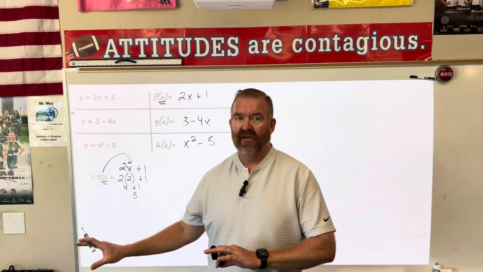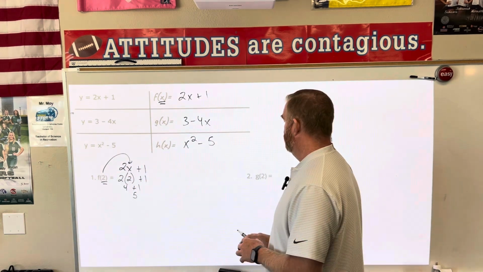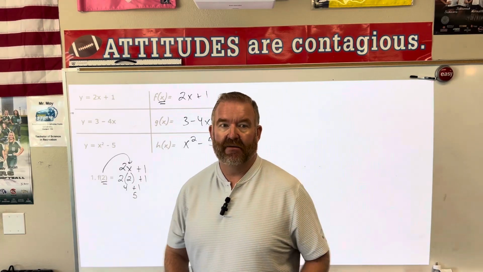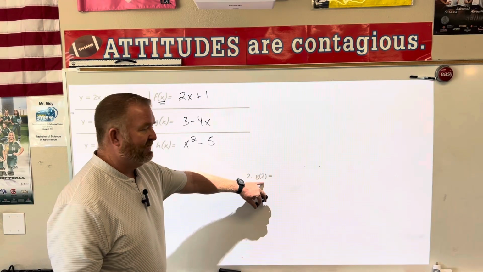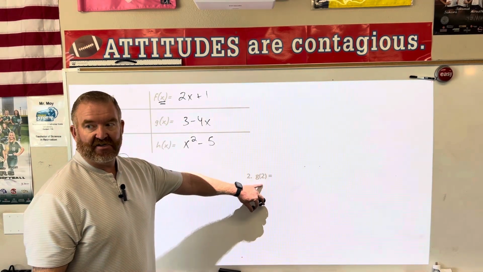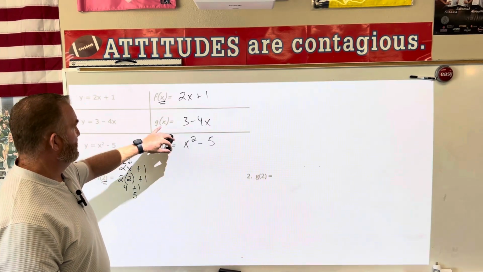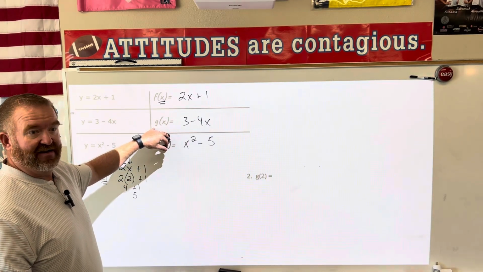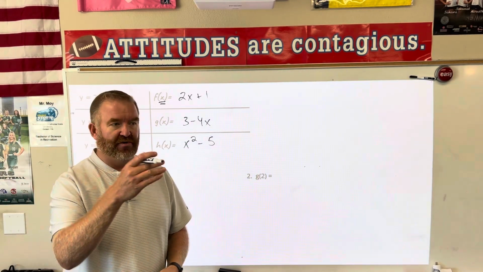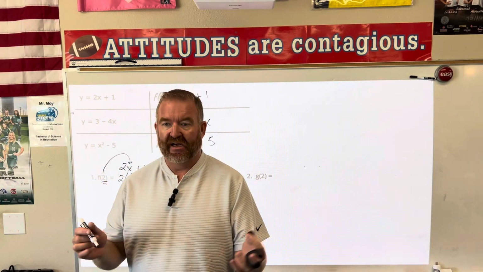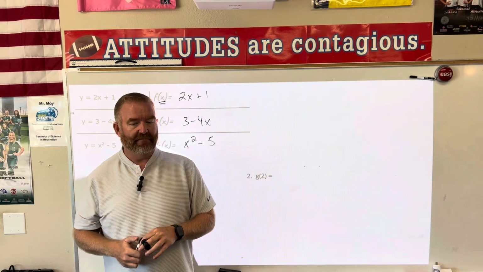Please don't overcomplicate it. Okay, so here's what I want you to do. I'm not going to pause the video or anything like that. This is not going to take very long. G of 2. So now what letter does it start with? So I'm going to use which equation? The one that starts with a G. It's like a matching game. Go do it with your elbow partner or somebody near you if you don't have somebody sitting right next to you.